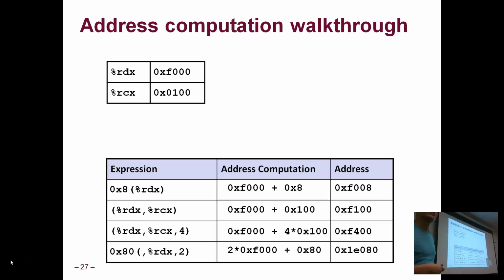Are those, in addition, is it casting it to a different type, or just adding them as unsigned? They're all unsigned, because address arithmetic is always done unsigned.